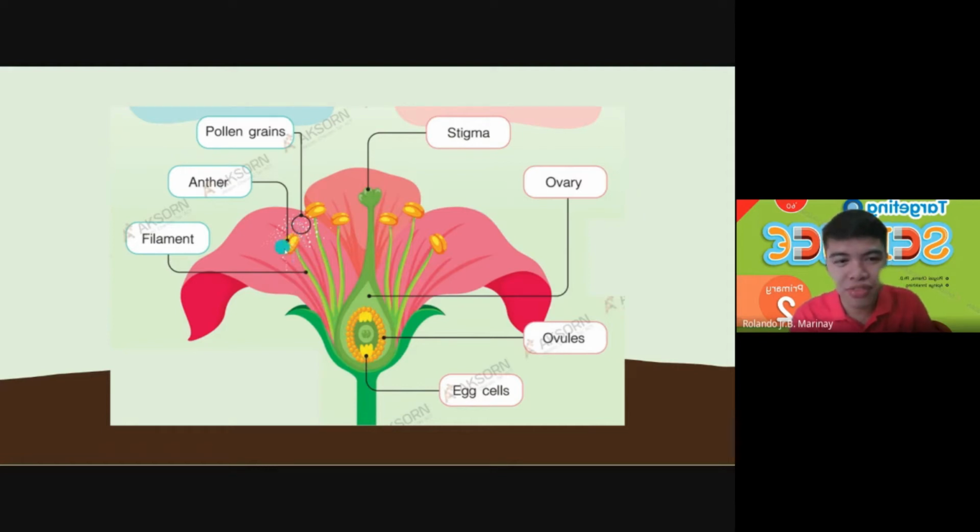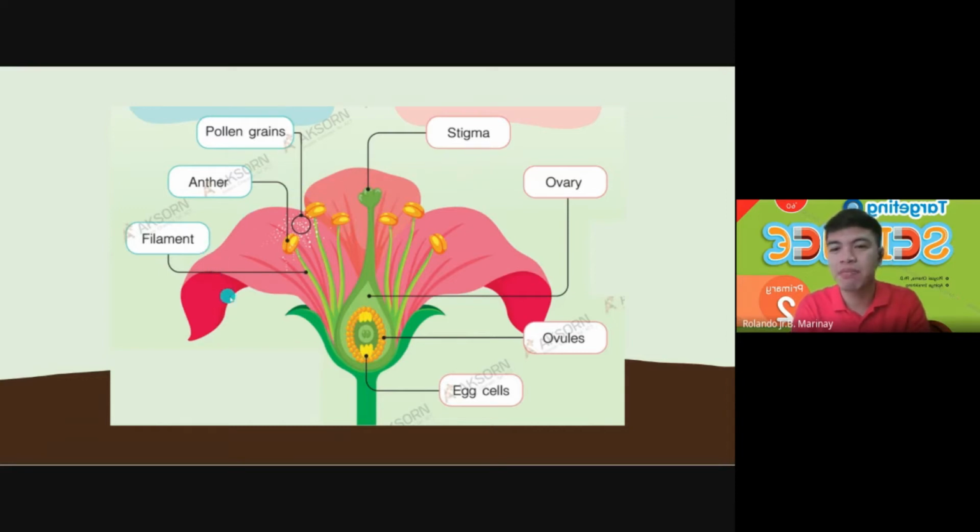Next is the anther. The anther is the top. It can be seen at the top of the filament. And the pollen grains are like powder. You know what is powder? It is very small. We call it pollen grains.